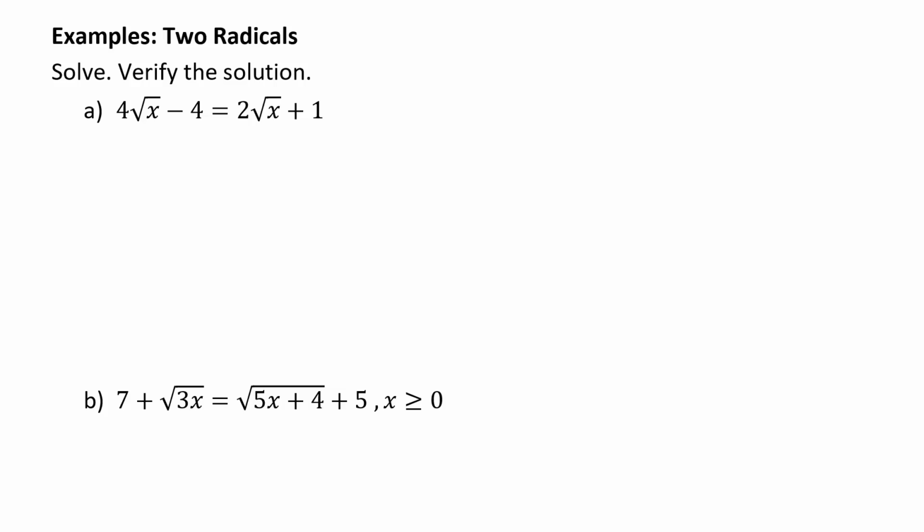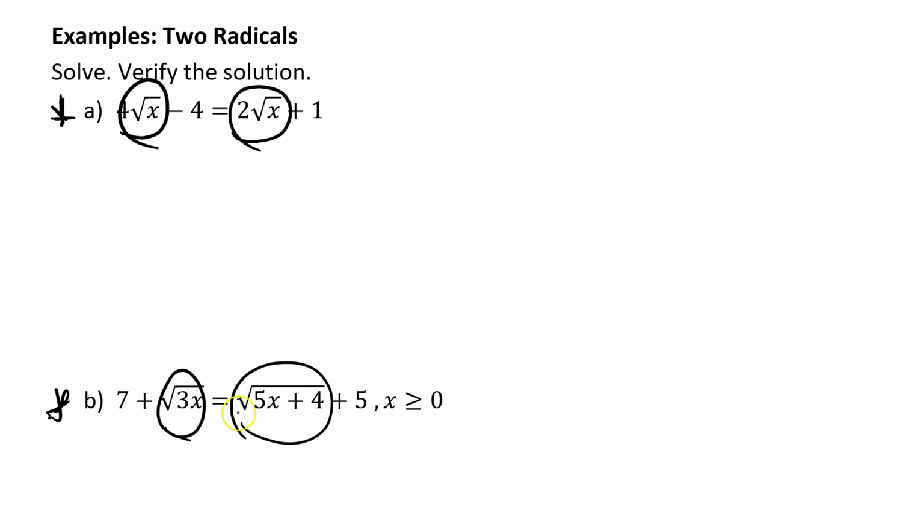What happens when there are two radicals in equations? So for the next examples, we want to solve and then verify the solution. Though it doesn't explicitly say, we absolutely want to still keep in mind where the variable is defined, or where the radical is defined. In this case, these two are very distinct, because you'll notice that 4 root x is a like term to 2 root x, whereas 3 root x is not a like term to the root of 5x plus 4.